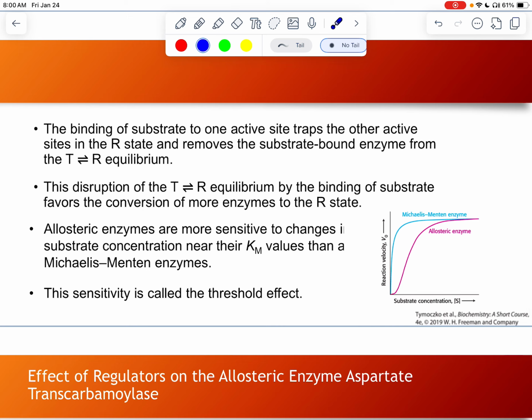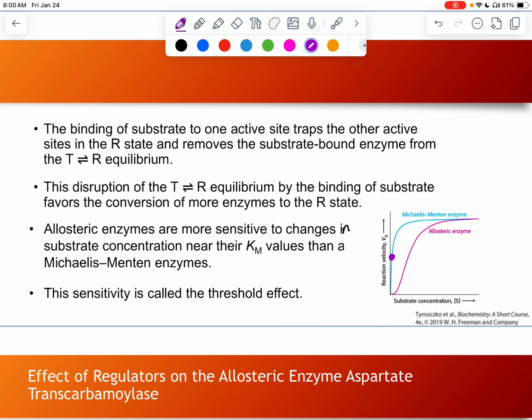I covered up some of the text here, didn't I? So allosteric enzymes are more sensitive to changes in the substrate concentration, in the substrate concentration near their Km values. So let's take a look at that real quick. If you remember, Km, the Michaelis-Menten constant, a little weird we're talking about that with allosteric enzymes, but we'll look at why, was numerically equal to the substrate concentration at half the maximum velocity.